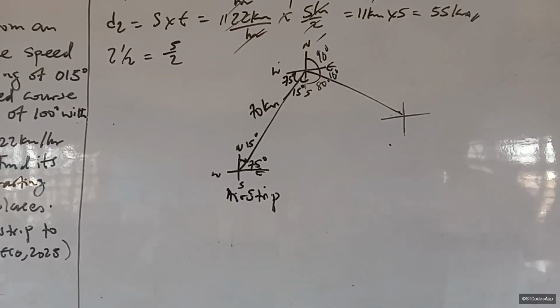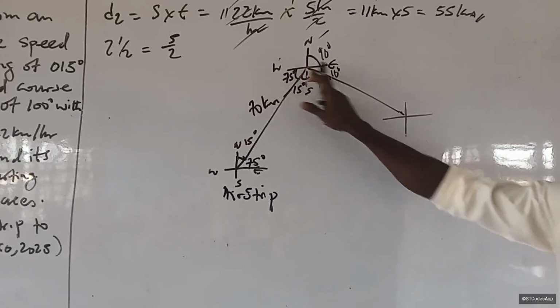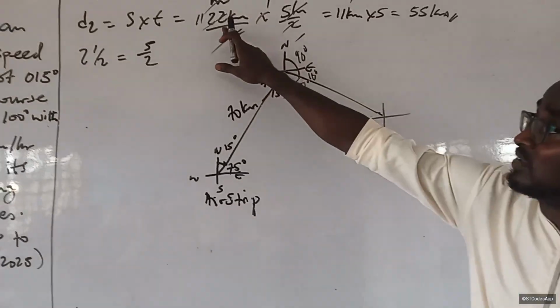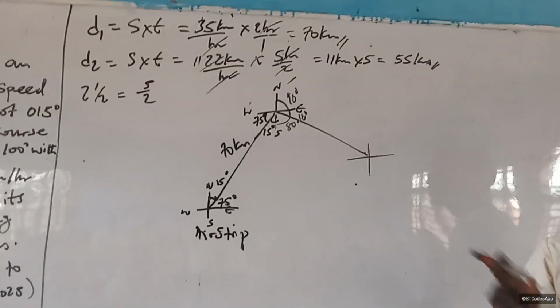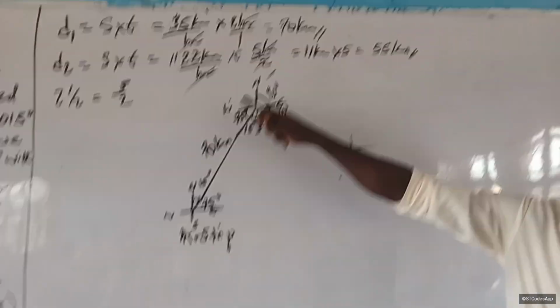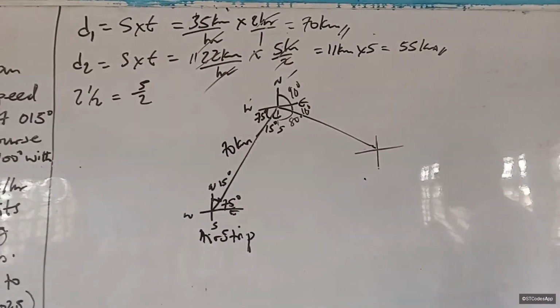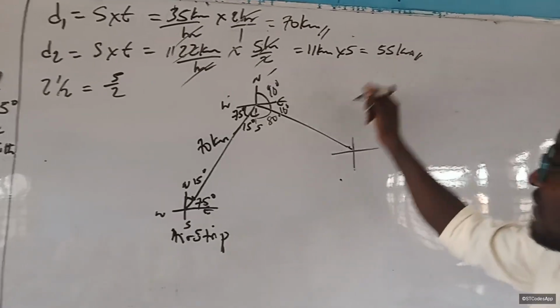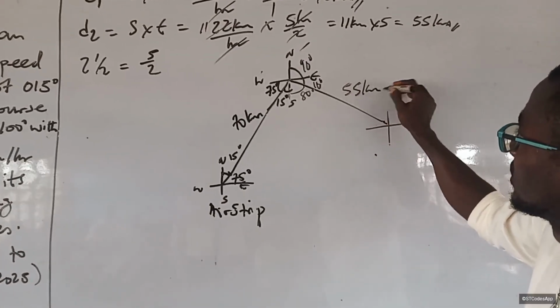Having drawn that, the distance from here to this very place, which it traveled at a speed of 22 km per hour for a total time of 2.5 hours, gave us 55 kilometers. So here will be 55 kilometers.